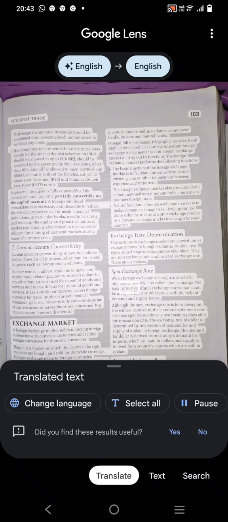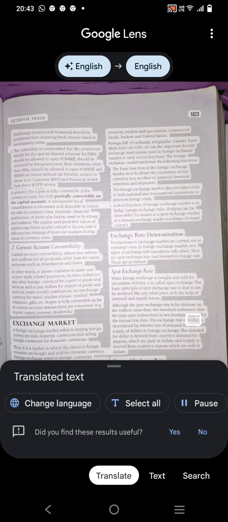The basic principle of the spot exchange rate is that it can be analyzed like any other price with the help of demand and supply forces. Although the spot exchange rate is for delivery on the same value date, the standard settlement date for most spot transactions is 2 business days after the transaction date.